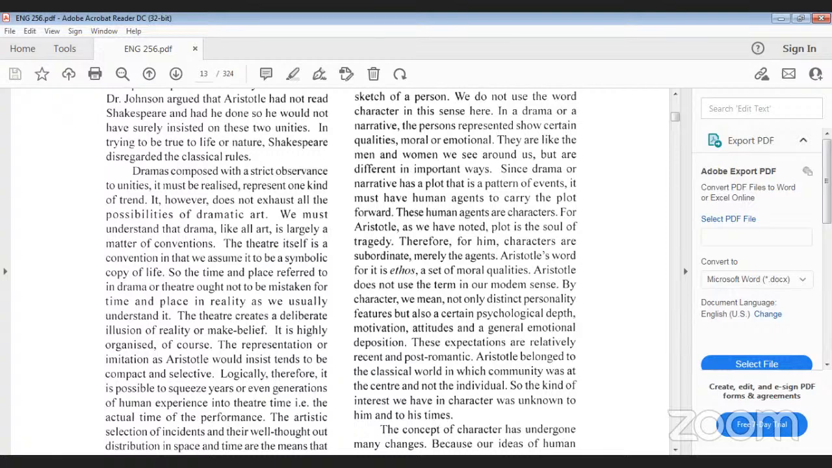Aristotle belonged to the classical world, in which community was at the center and not the individual. So the kind of interest we have in a character was unknown to him and to his time.